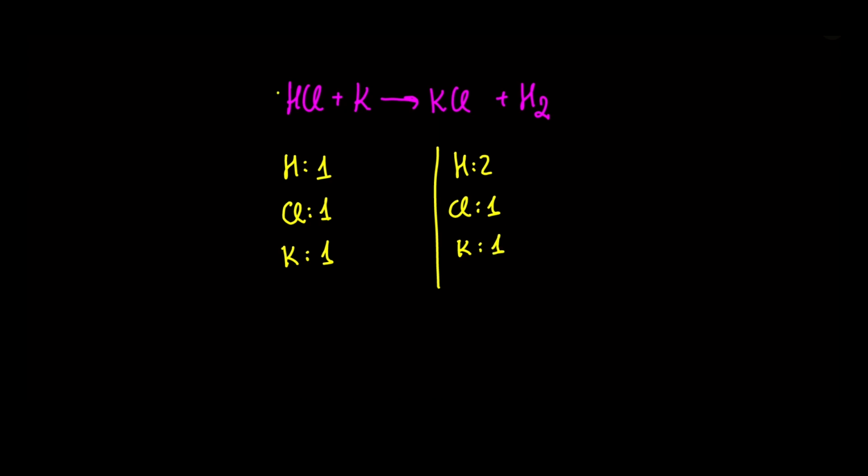So we need to write coefficient 2 in front of HCl, and now we have 2 hydrogen atoms. But when I do that, notice that the number of chlorine atoms changed as well. Now we need to balance chlorine, and we can do it by writing 2 in front of KCl. And lastly, because the number of potassium atoms changed to 2 after the reaction, we write coefficient 2 right here. And now the equation is completed.